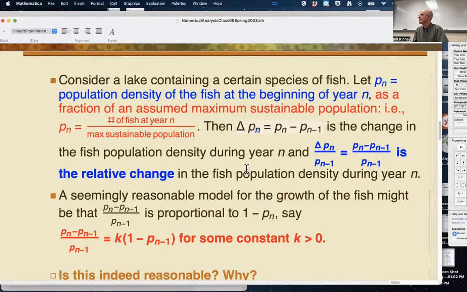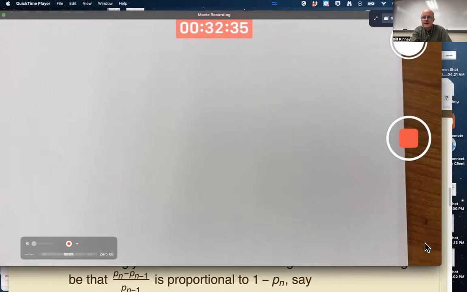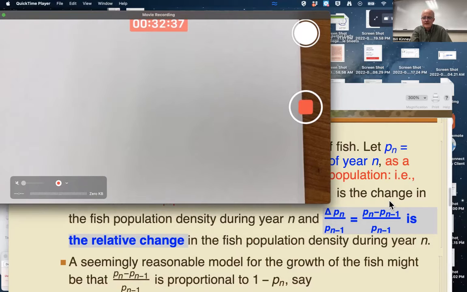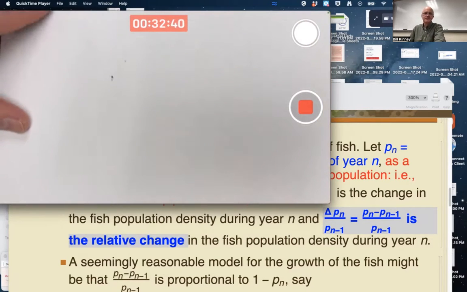What we're trying to do here is come up with an equation that's going to relate what's called the relative rate of change of P_n, in a discrete sense, not a continuous sense like calculus, to the population density itself. That's what we're after here. This ratio does represent the relative change in the fish population density during year n. If it's helpful, think about an example here. I'll try to show both the Mathematica and my writing at the same time.